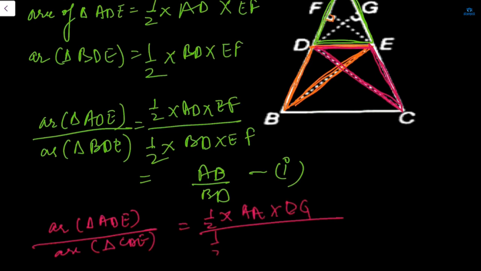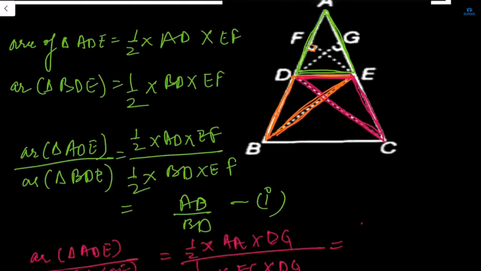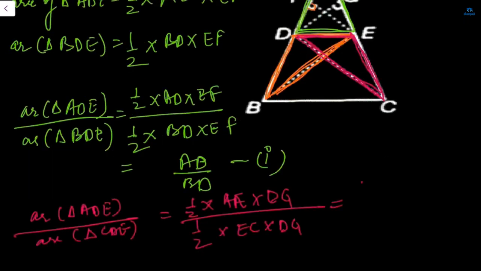And here it will be half into EC into DG. So what you will get? AE by EC. Okay, you are getting AE by EC. You can take it as second.